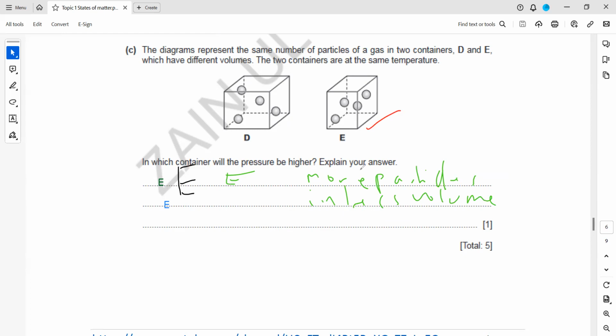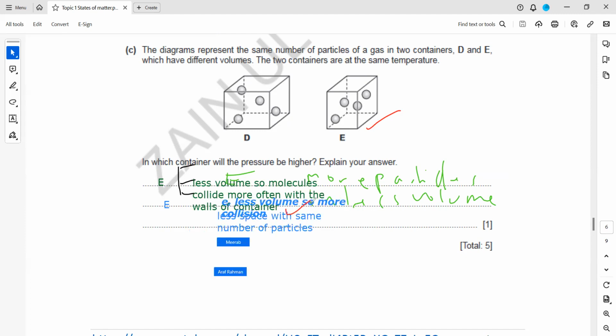More particles, less space, or you can mention it in terms of collisions. Less volume, so more collisions, they will collide often. So a greater number of collisions, as a result, the pressure will be high. So this was topic 1.